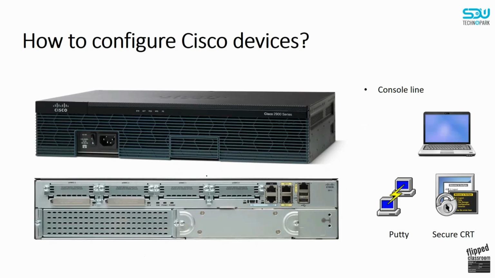How to configure Cisco devices? The first way is, as I mentioned before, the initial configuration has to be done by you using the console line. The console line, as I mentioned before, is placed here with the light blue color.